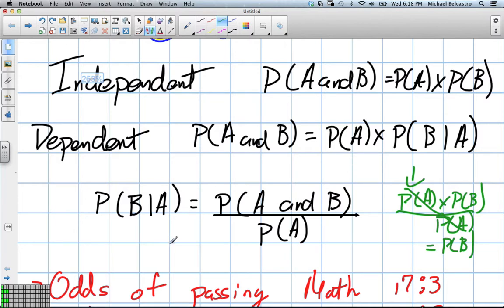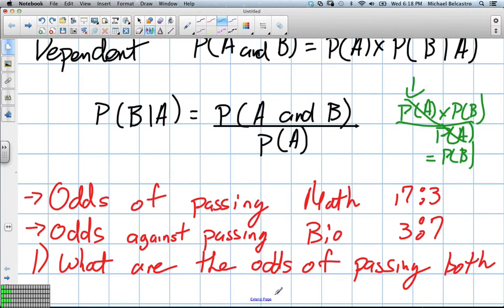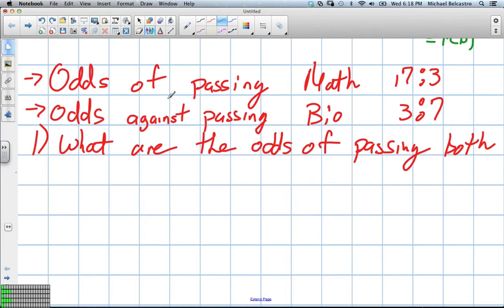No, this one's a little different. This is just odds. Okay, so odds of passing an event. So we've been given some information. Odds of passing his math exam are 17 and 3. So this is odds in passing, odds in failing. So in other words, what he's saying is out of a total of 20 attempts, he assumes he'll pass 17 times, fail 3 times. Odds against passing bio.